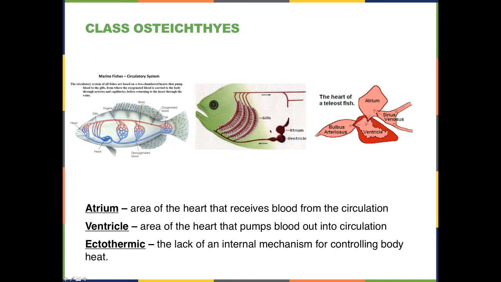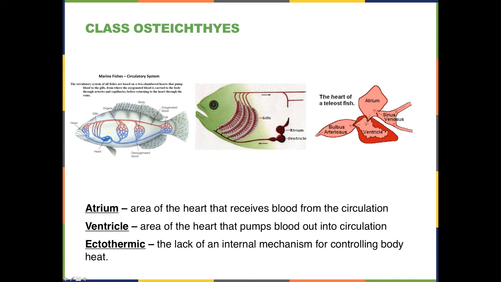The fish does not have any means of controlling its temperature, and that's called an ectothermic organism. That is, it lacks the internal mechanisms to control heat. So if it's in cold water, it's cold. If it's in hot water, it's warm. And that's why their activity slows down when they get in cold water.